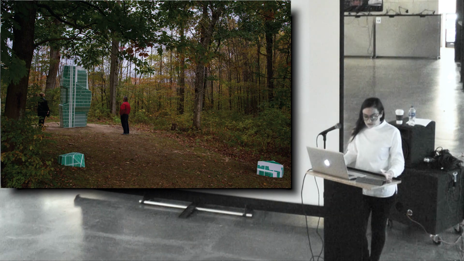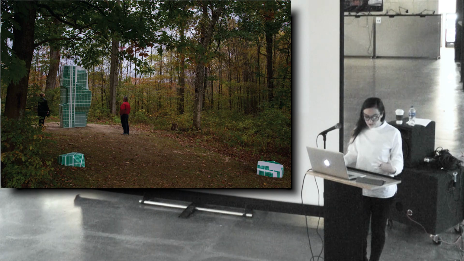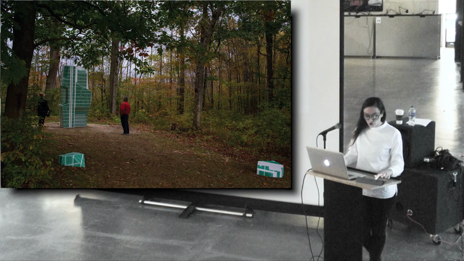So, the basic premise of the project is that the piece should read like a proto-architectural massing study. In our conversations with the curator, we decided that it should read like an urban tower situated in the woods.